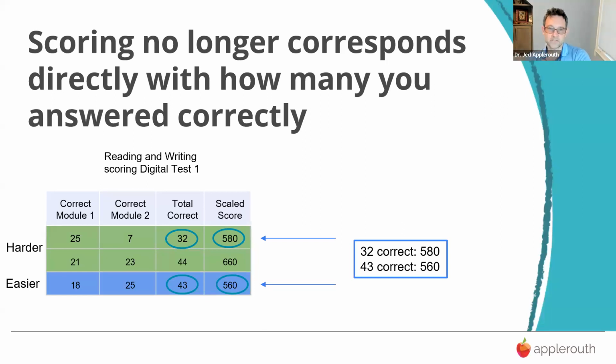And look at the top line, compare that to this student who on the first module crushed it, 25 right on the verbal. But then the second module, the adaptive, went to the harder module, did worse than chance, got 7 right. So total correct 32, but the scaled score on this kid is a 580. So just take a minute. 43 right, 560; 32 right, 580. So that's something in how scoring changes on this test. The days of old of one question, 1 point, that goes away. Just be mindful of that. That's how they get you to this more efficient test.